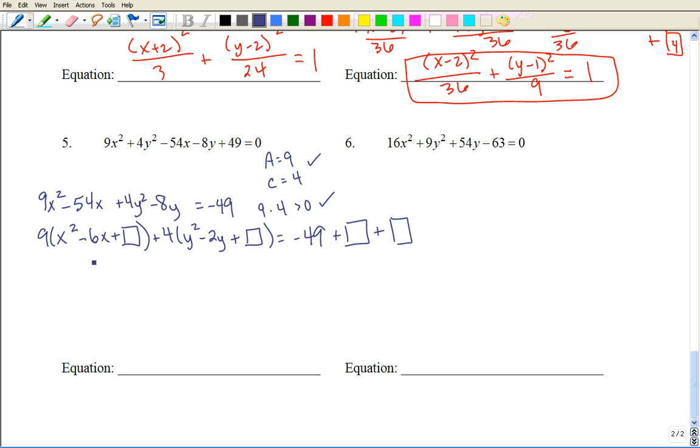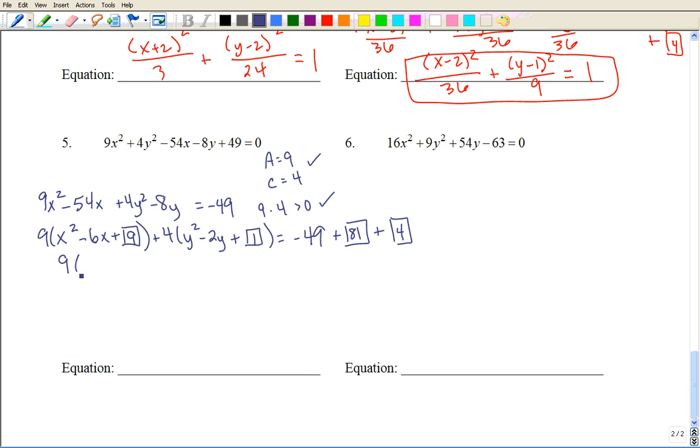So negative 6 divided by 2 is negative 3, and then squared is 9, so 9 goes here. But I'm not just adding a 9 to the other side, I'm adding 9 times 9, which is 81. For the second box, negative 2 divided by 2 is negative 1, squared is 1, but I'm not really adding 1, I'm really adding 1 times 4. So that would be plus 4 over here.